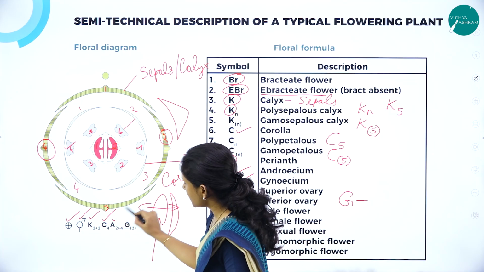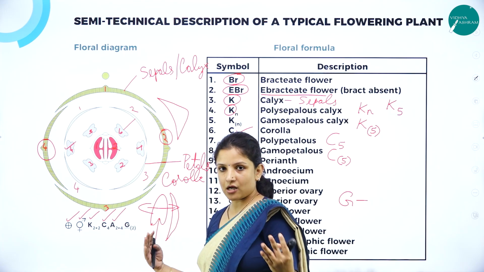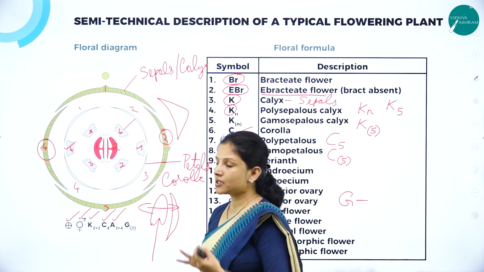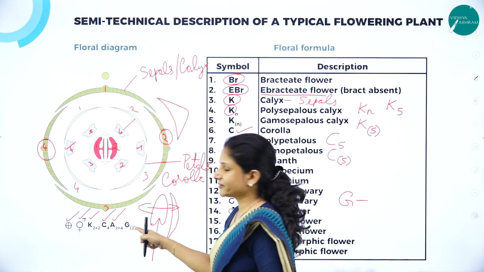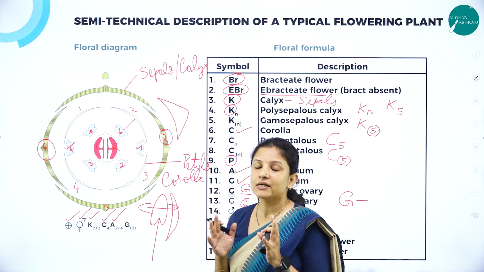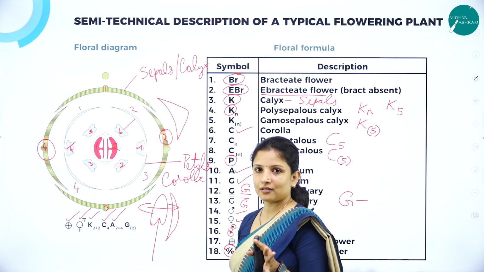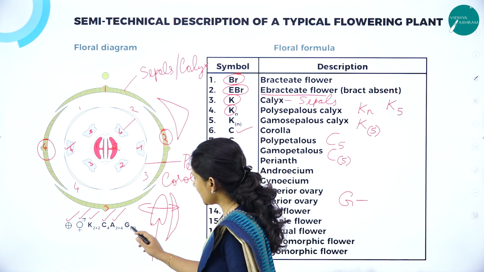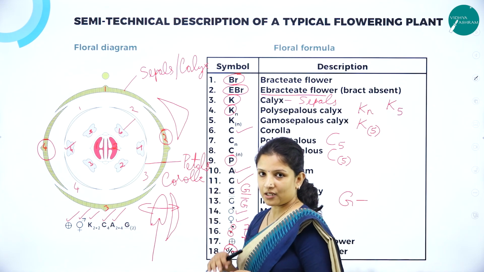Next comes the androecium. Here also 2 anthers are completely outside, 4 anthers are completely inside. That is why they have written 2 plus 4. Next, talking about the gynoecium. The gynoecium is 2 in number, meaning it is bicarpellary, and they are fused. So therefore it is syncarpous. So we write it within a bracket, and the ovary is superior, meaning we write G and at the bottom we draw a line. So this is how the floral formula is written.